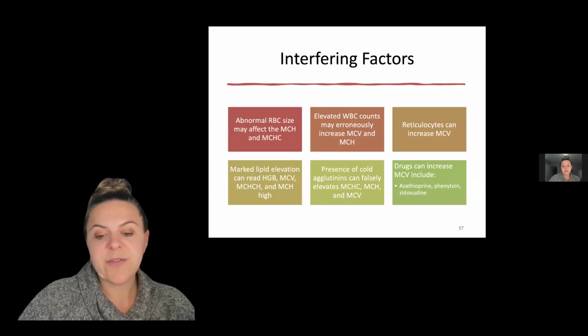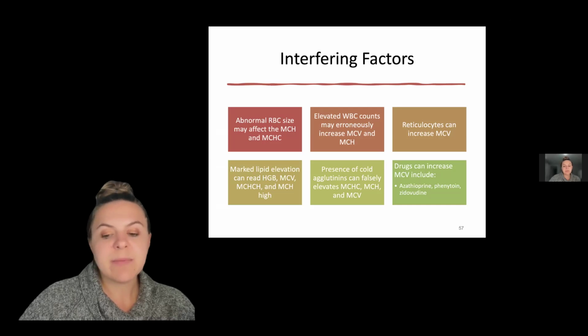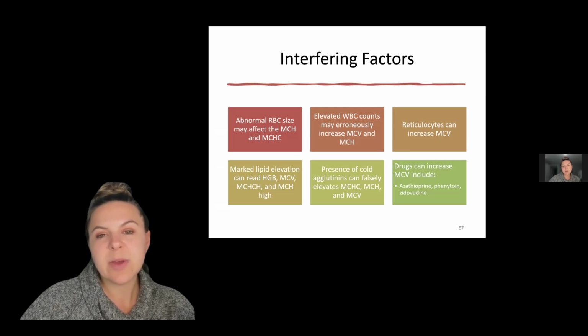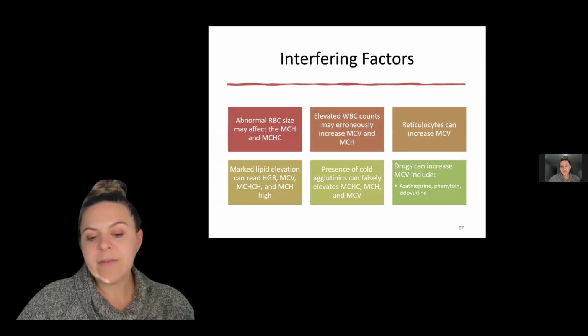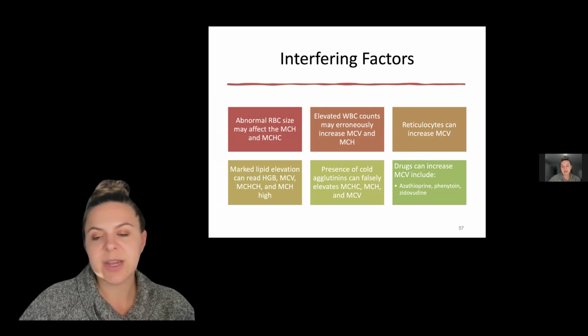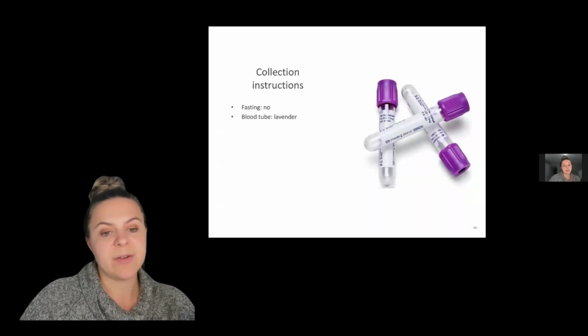There are several things that can interfere with RBC indices. Things like abnormal cell sizes can skew the results of MCH and MCHC. Elevated white blood cells can make MCV and MCH appear falsely elevated. Reticulocytes, which are larger than mature RBCs, can also increase MCV. High lipid levels in the blood can falsely raise hemoglobin, MCV, and MCH. And cold agglutinins may cause clumping that elevates indices artificially. There are drugs that can also raise MCV, and these are all important considerations when interpreting an unusual pattern.